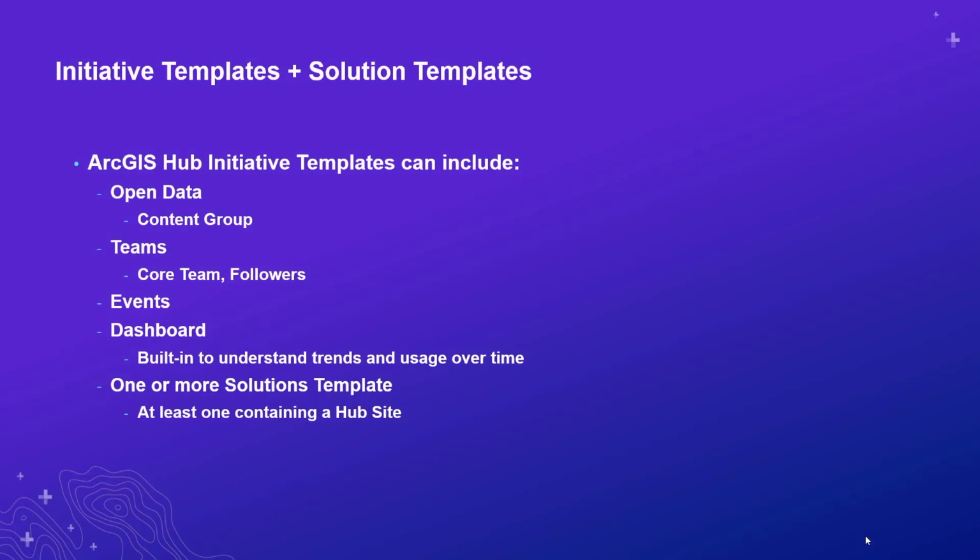So when we talk about initiative templates and solution templates, initiative templates have been around for a while. What they include is open data. When you lay down an initiative template, you'll get a content group that can be used to communicate or provide access to data to the public. It also comes with teams. You'll get a couple of groups for the core team, the team members that have access to edit the initiative and administer it. And then you also have a followers group.